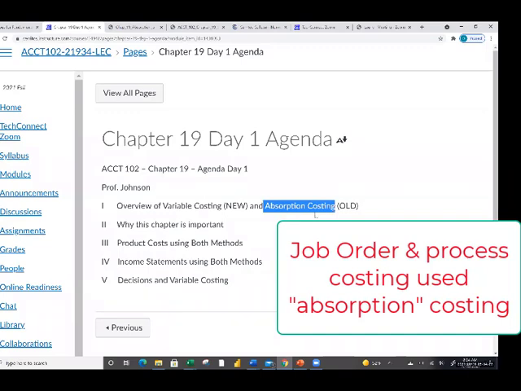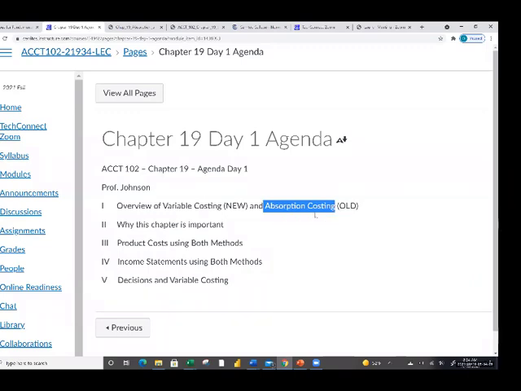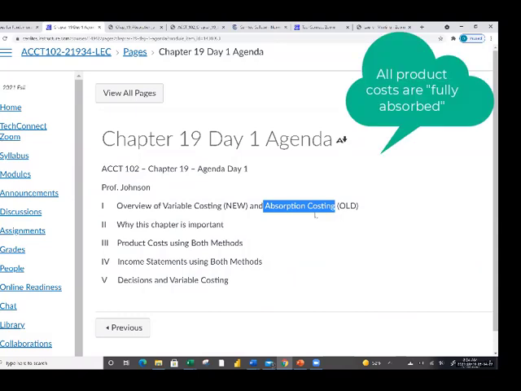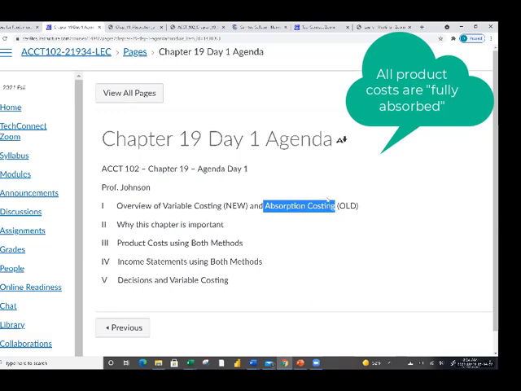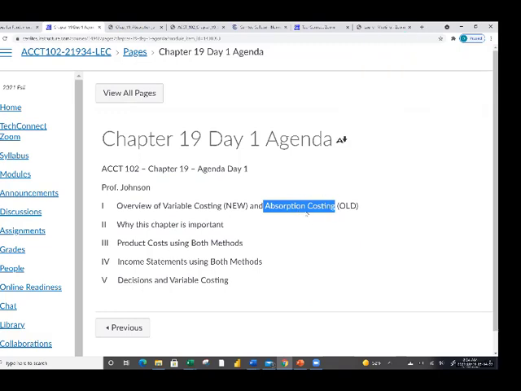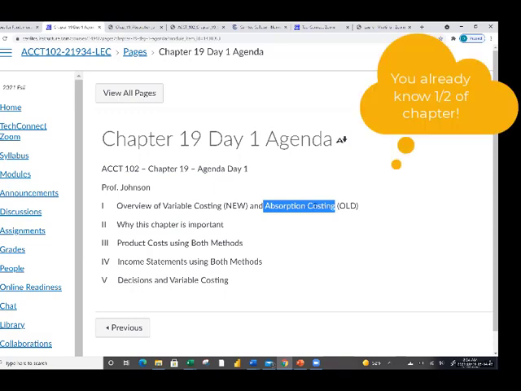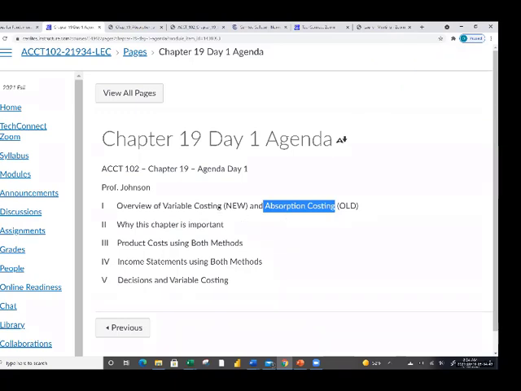And that word absorption just means that all of the production costs are absorbed into the product. So those three product costs, direct materials, direct labor, and all the factory overhead, that's what we've been doing now for 10 weeks. So you already know half of the chapter. You can already do a traditional GAAP income statement using absorption costing. You'll see examples of that today.